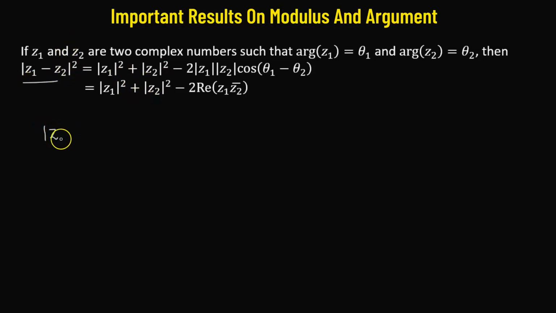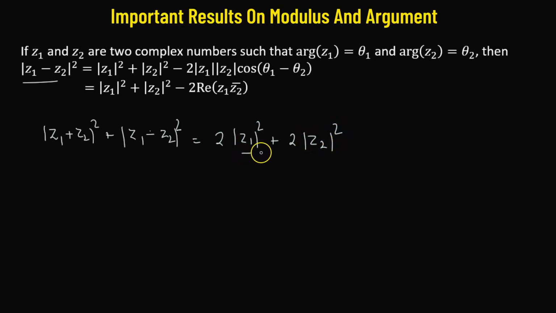Now we will take the absolute value of z1 plus z2 squared and add it to the absolute value of z1 minus z2 squared, and we will see that this gives us the value 2 times absolute value of z1 squared plus 2 times absolute value of z2 squared. Now we know that the absolute value of a complex number always gives us a real value. So this value is real and this value is real, and this is going to give us a real value.